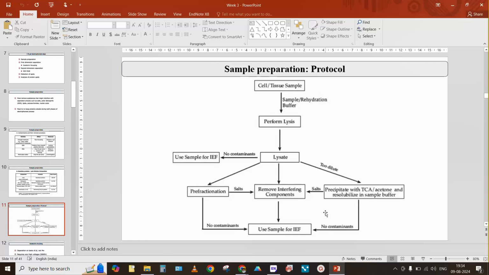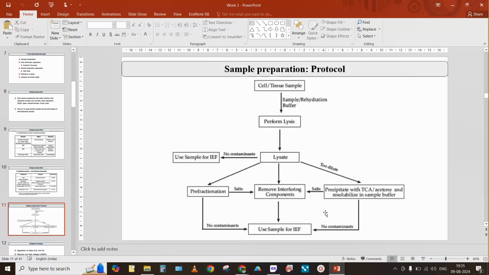Then the second step is to perform lysis, so lysis buffer preparation comes first. We use 7 molar urea, an agent that helps solubilize proteins. Then 2 molar thiourea, which enhances the solubility of hydrophobic proteins. Then 4% CHAPS, and 1% DTT, which is a reducing agent to break disulfide bonds in the proteins. We can also use protease inhibitor cocktails to inhibit proteolytic degradation during the lysis process.